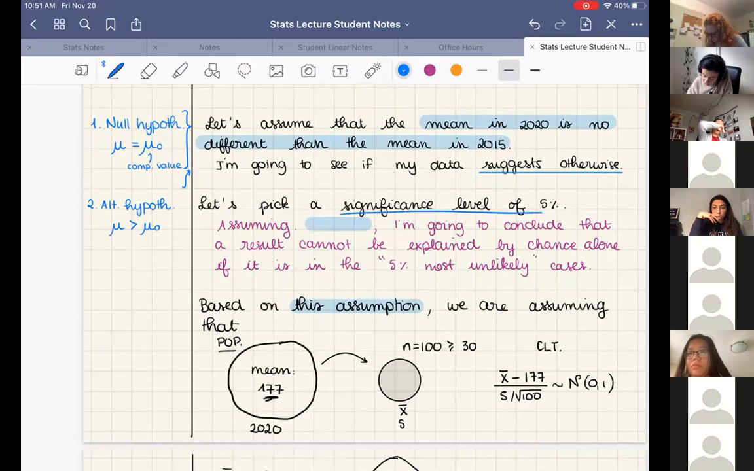Then we pick a significance level of 5%. So we pick a significance level, which we call alpha, and in this case, our alpha was equal to 0.05.